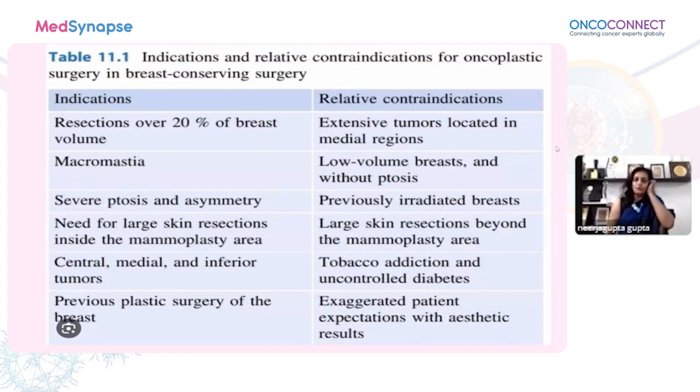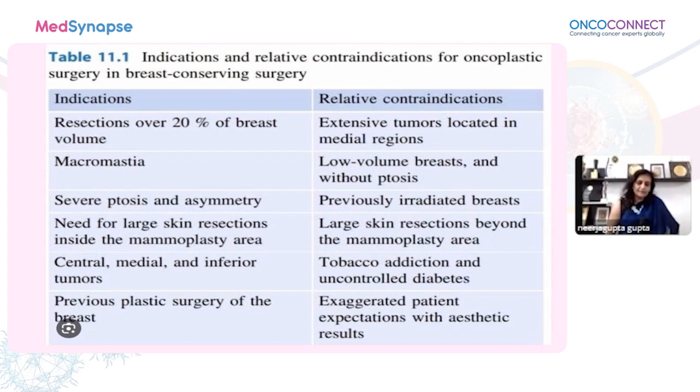A little bit more on the indications and the relative contraindications. Indications: when you excise more than 20% of the breast, you will definitely need something there, so you do an oncoplasty. If the breast size is too large, macromastia, you will plan your incision so that the tumor is included and your breast also reduces in size. And again, if there is severe ptosis or asymmetry, suppose your breast tumor happens in a breast which is larger than the opposite one, you can plan a reduction as well as removal of the tumor, which is called therapeutic mammoplasty.